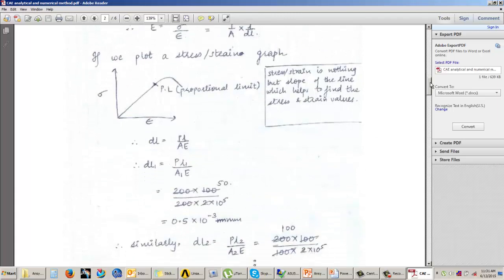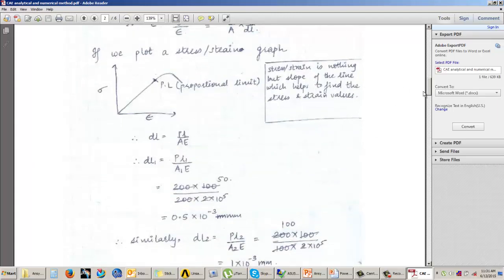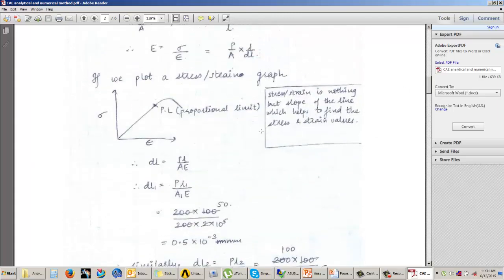Now, let us solve this equation. If I take the change in length on one side, the equation becomes PL upon AE, that is, force multiplied by original length upon area into the Young's modulus. Now, let us calculate the change in length for the first bar. The formula becomes P into L1 upon A1 into E.